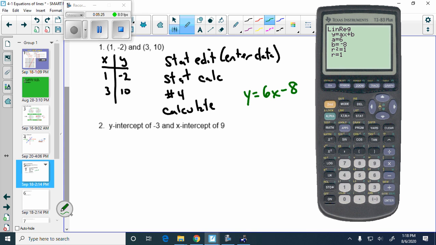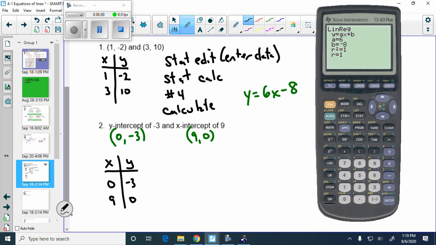Now this next problem is really kind of similar to the first one, except it's just displayed differently. So a y-intercept of -3 is going to be (0, -3), and an x-intercept of 9 is (9, 0). So again, I make my table as I did before. These tables are really helpful to keep you from transposing any of your numbers and getting them in the wrong place in the calculator, which would, of course, cause the formulas to be off and give you the wrong answer.